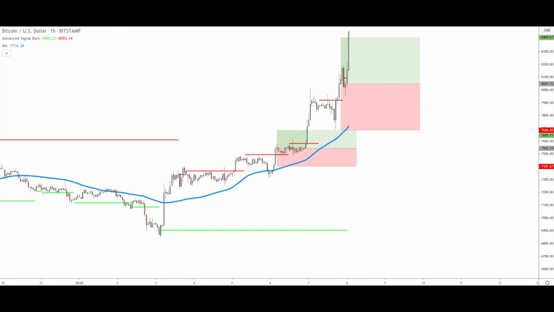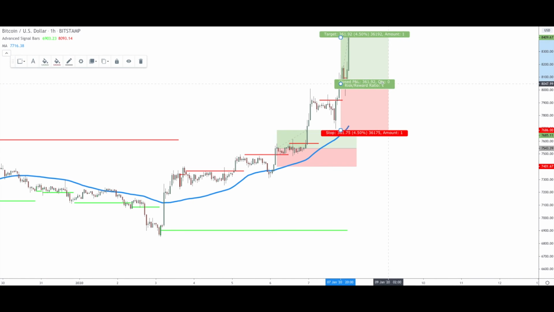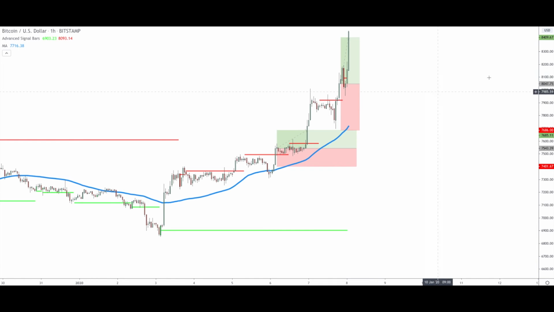This was very fast and easy, so we already reached the target, so we have a second winning trade. Let me just make this smaller. Right now it's moving quite impulsively to the upside. We might get some more opportunities. We just need to wait and see what happens, but so far we have 2 winning trades.